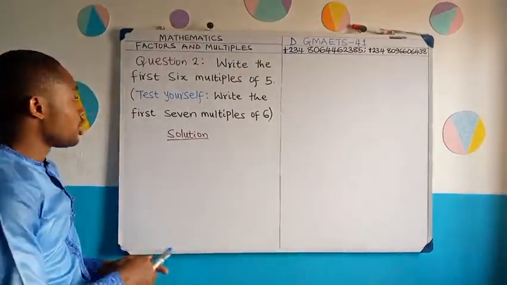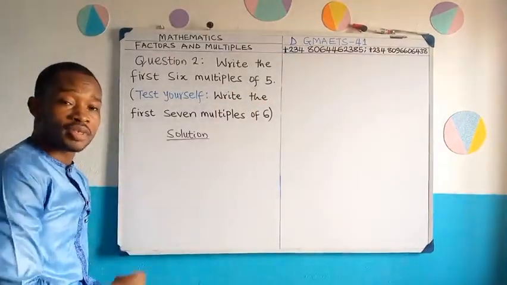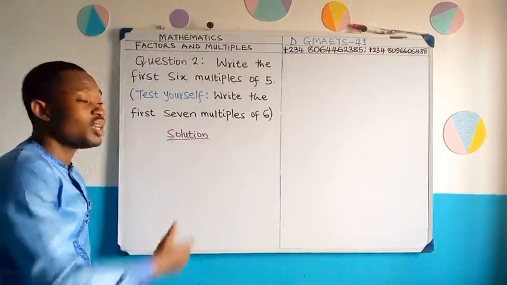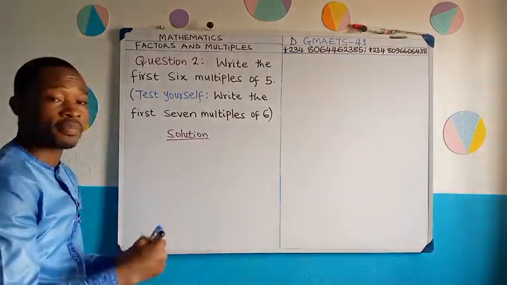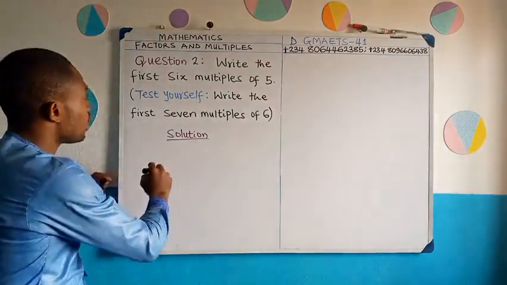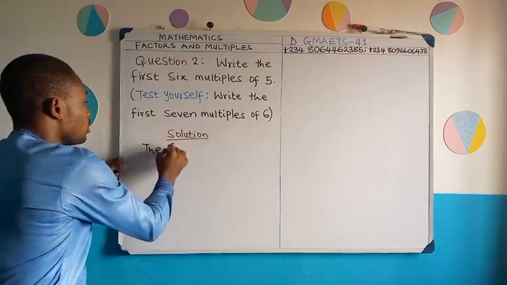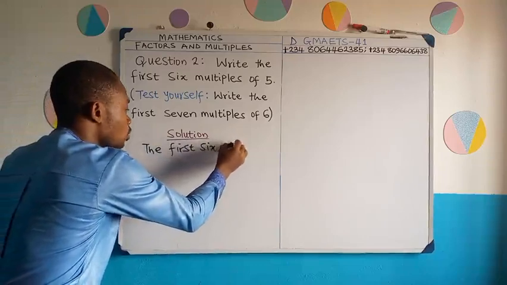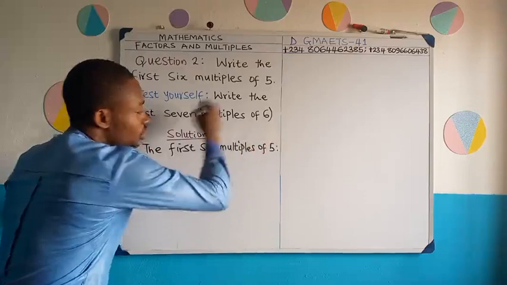Okay, so we are going to solve this. All we need to do to get the first 6 multiples of 5, we'll go to 5 times table. Then we'll start doing 5 times 1, times 2, times 3, down to times 6. The answers we get are the first 6 multiples of 5. So are you ready? Let us go. The first 6 multiples of 5. That's what we are to get.